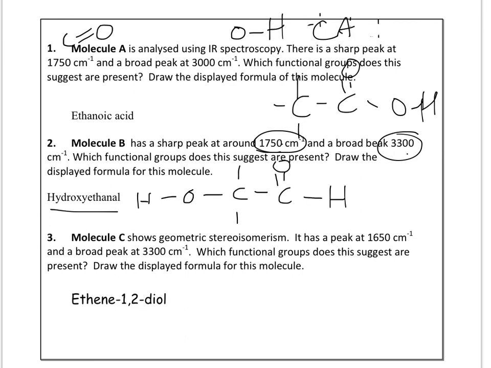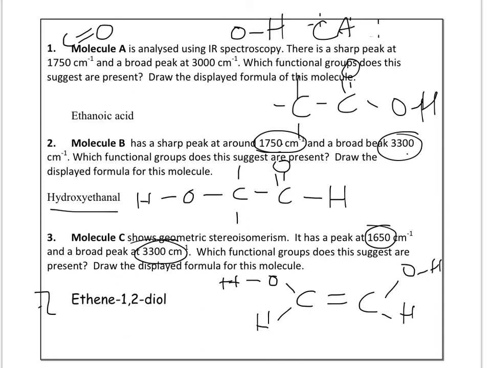Molecule C shows geometric stereoisomerism. That's E/Z isomerism. It has a peak at 1650 and a broad peak at 3300. C double bond C, OH alcohol, ethene-1,2-diol, which looks like this. We don't need to worry about it being E or Z. We're just going to draw it out. I'm drawing it out as Z, of course, for zusammen.